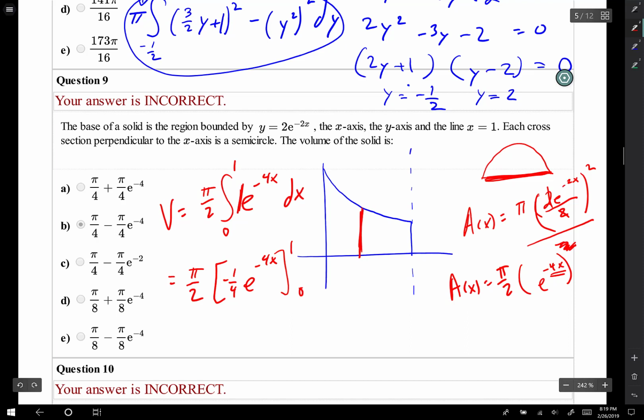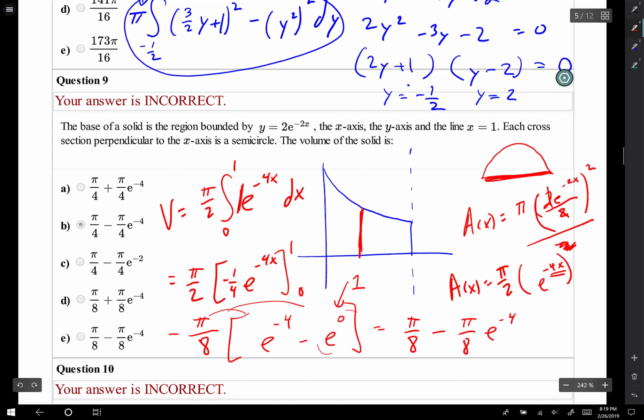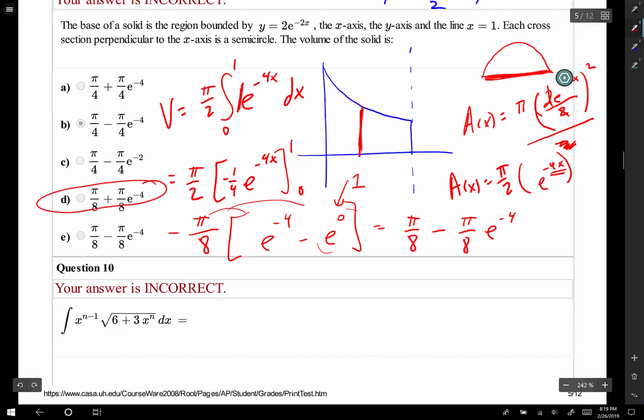So you're going to do both. I'm going to go ahead and factor that negative 1/4 out, guys. Pi over 8 times negative e to the negative 4 minus e to the 0. Remember that e to the 0 is 1. So I'm going to distribute, and you get a positive pi over 8 from this guy minus pi over 8 e to the negative 4. So now we look for that. There you go.